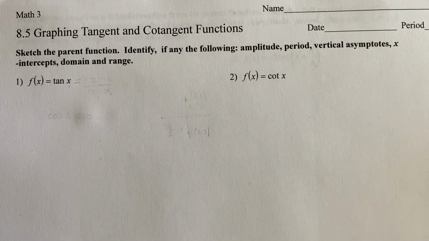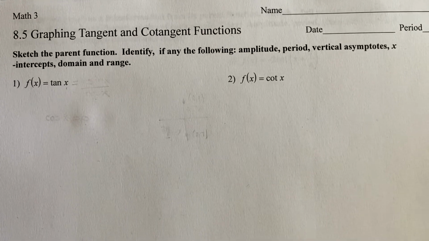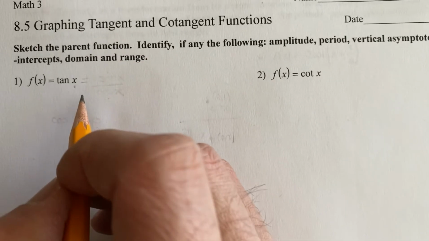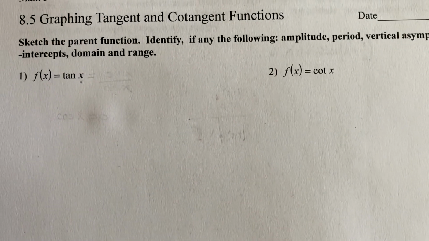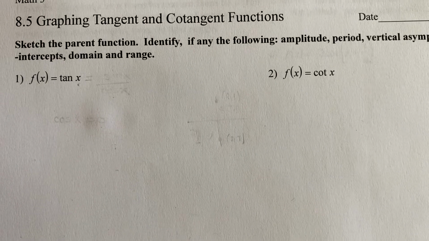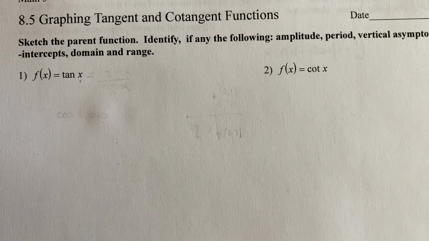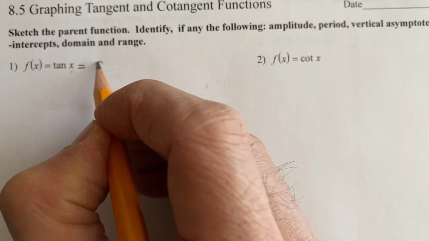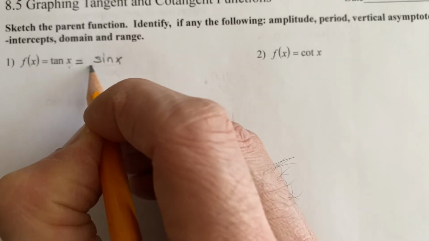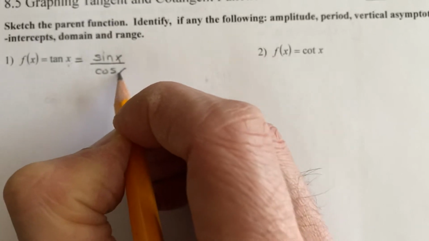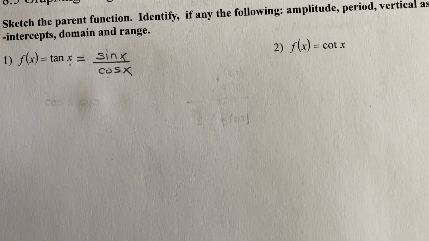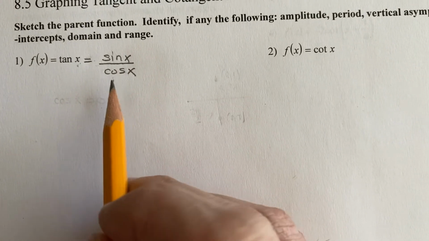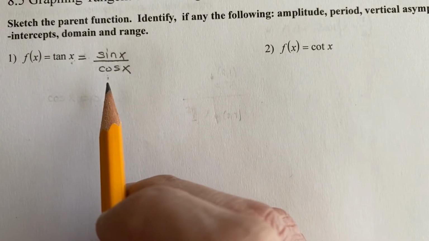Okay, so again, how do I graph a tangent function? Well, the way you graph a tangent function is to write the reciprocal, actually it's called the quotient identity. And the quotient identity for tangent x is basically sine x over cosine x. If you look at it right now, I actually have a function in the denominator. I can't just randomly plug in points to graph this.